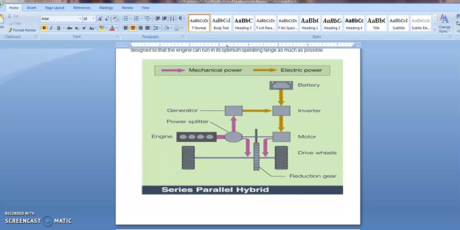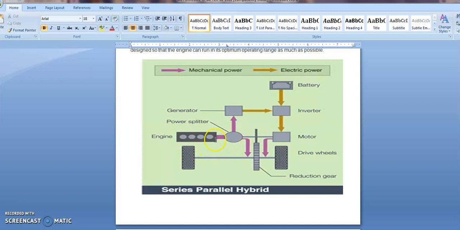Both energy converters work together. Power distribution between the engine and motor is designed so that the engine can be run in its optimum operation range as much as possible. So here this is the combination of both the series hybrid and the parallel hybrid. So it is named the series parallel hybrid.